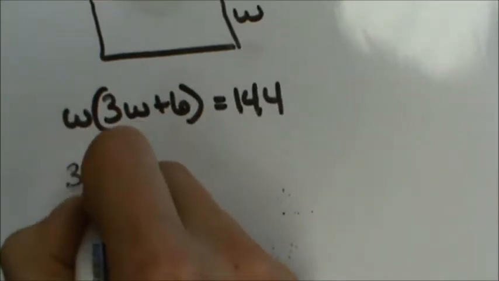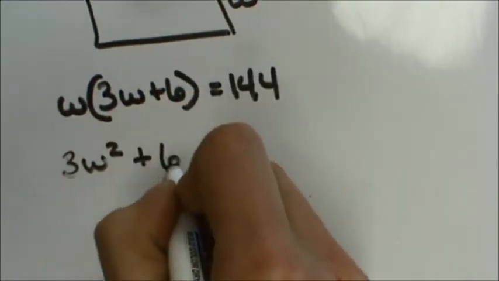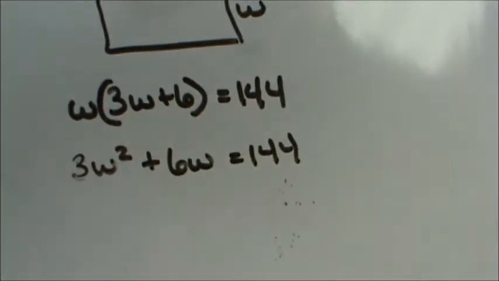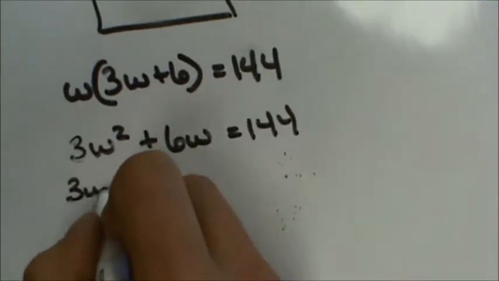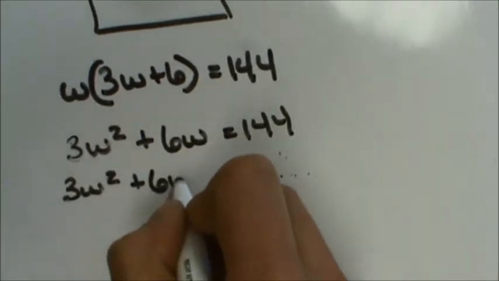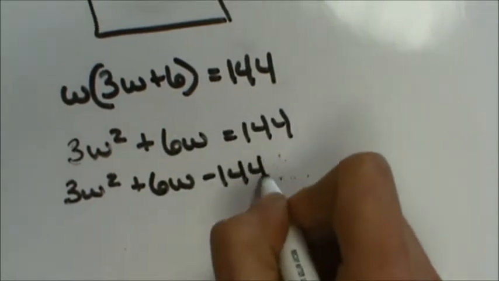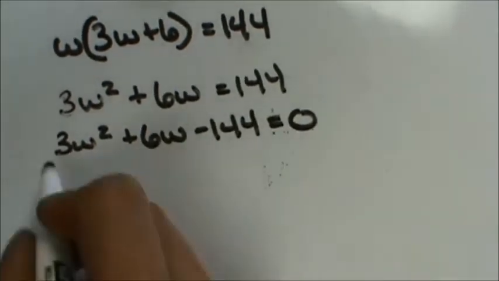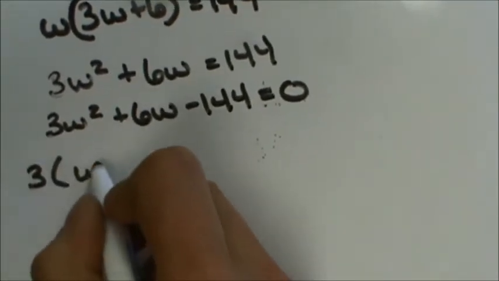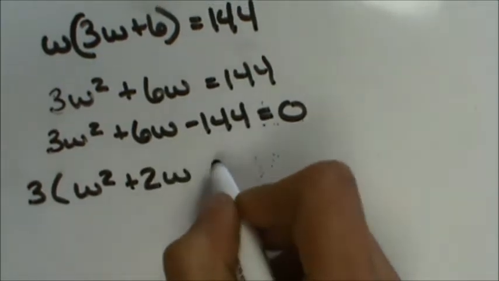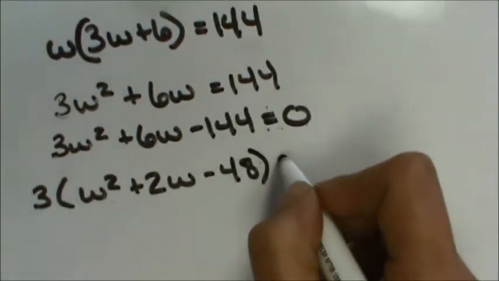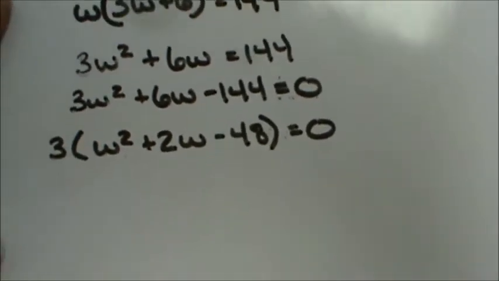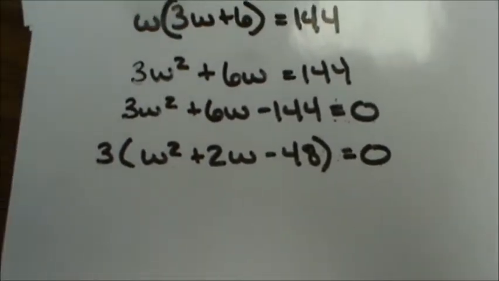I'm going to distribute first. And now I realize I need to factor to solve. I need to subtract 144 from both sides. And then factor. First I will take out the common factor of 3, and then use the coefficient of 1 rule to factor the rest.